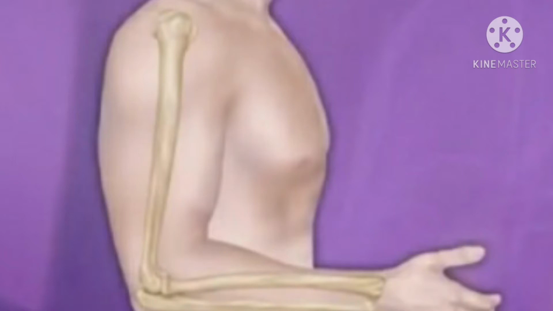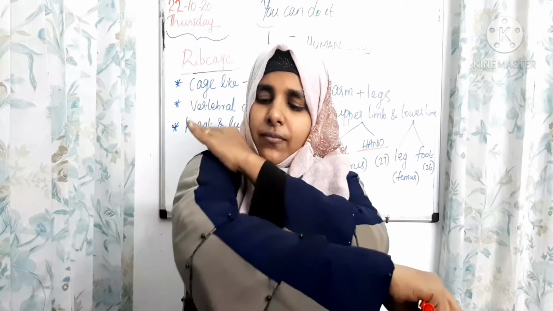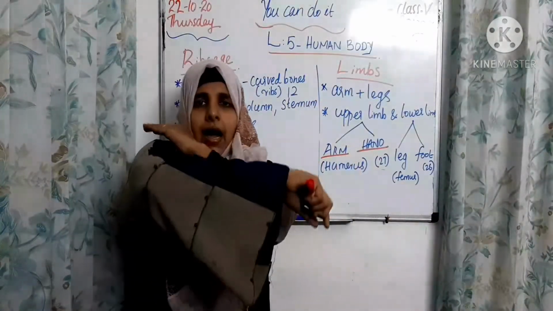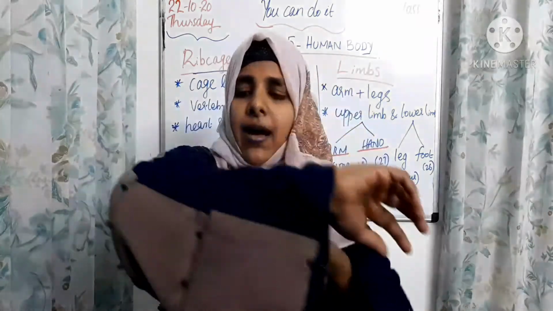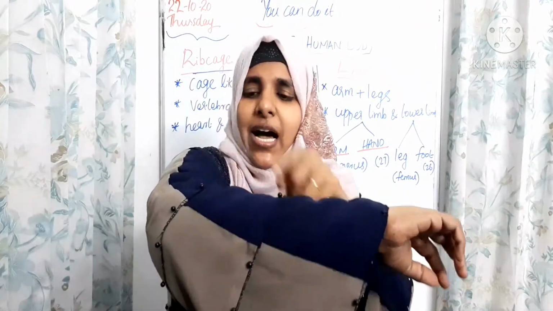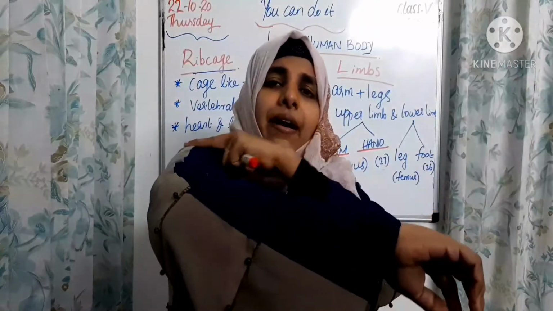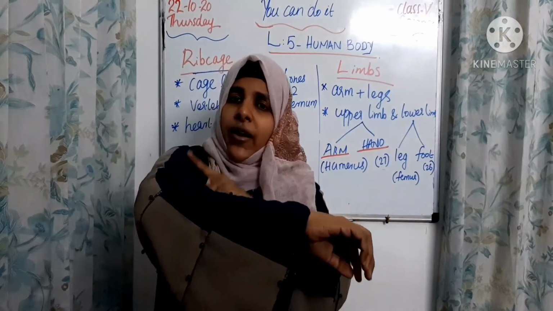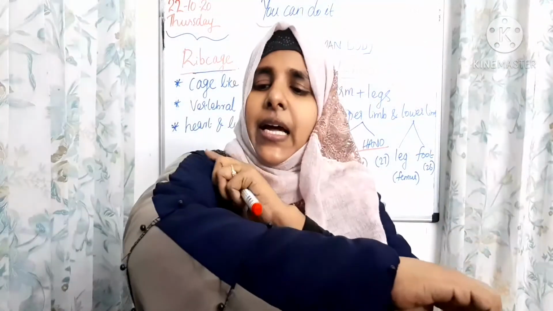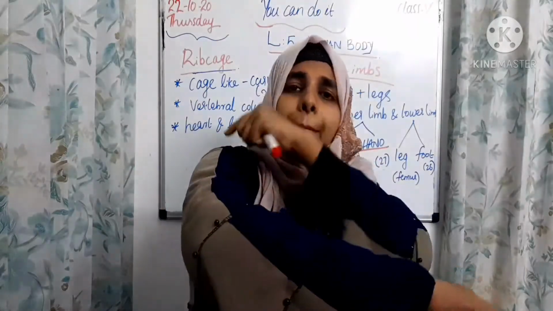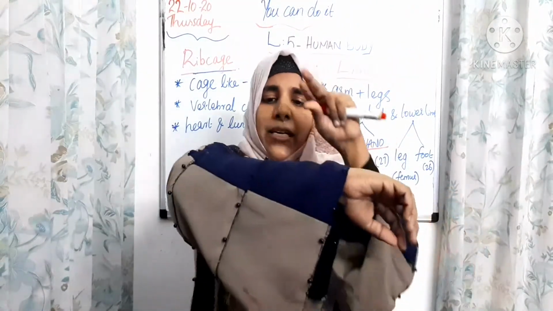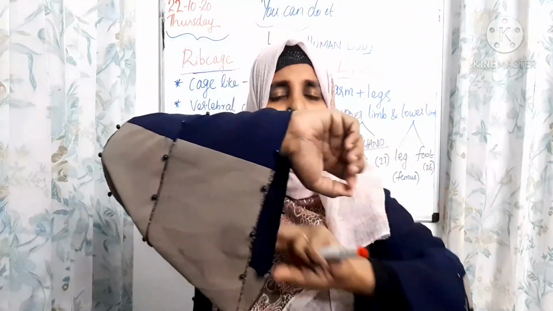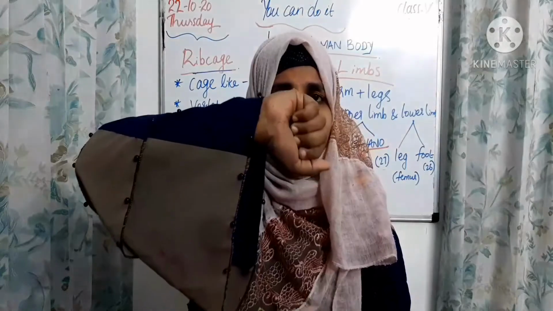So I'm going to revise it again, so make it clear, all of you. Our upper limb has two parts. What are they? Arm and hand. Arm again has two parts: upper arm and lower arm. And the humerus is the longest bone in the arm. The humerus is present in the upper arm. Right, children? And radius and ulna are present in the lower arm. Clear, all of you? And we have 27 bones in our hand.